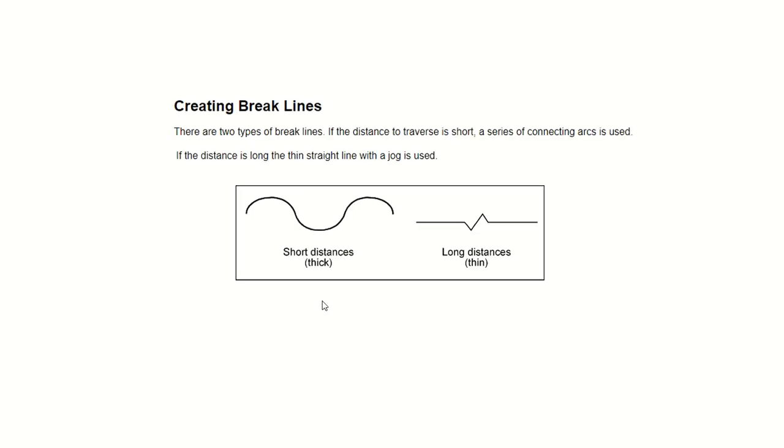So how are we going to create it? There are two types of break lines that we draw. If the distance to travel is short, like a little short break, we're going to use a sine wave kind of connecting arcs. If the distance is long, we're going to use a straight line with a jog, and this is a jog right there. So we have short distances thick, and then we have long distances thin.